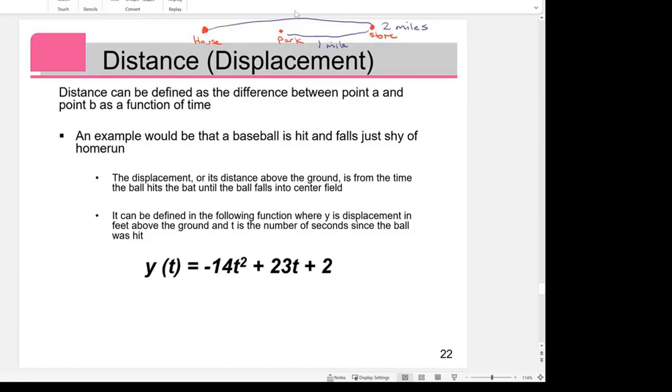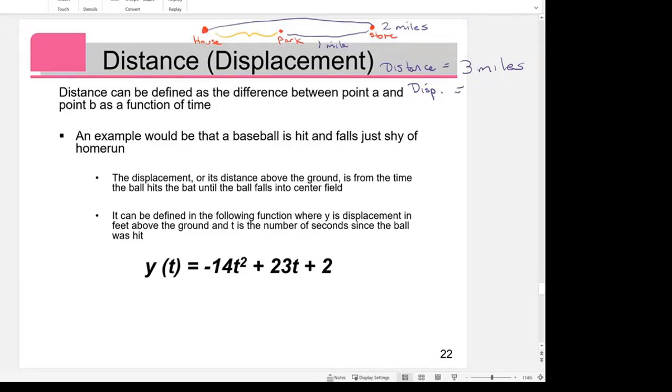My distance that I've traveled is equal to, well, I went from my house to the store, that's 2 miles, plus to the park, this is 3 miles. But my displacement is really only this distance here.